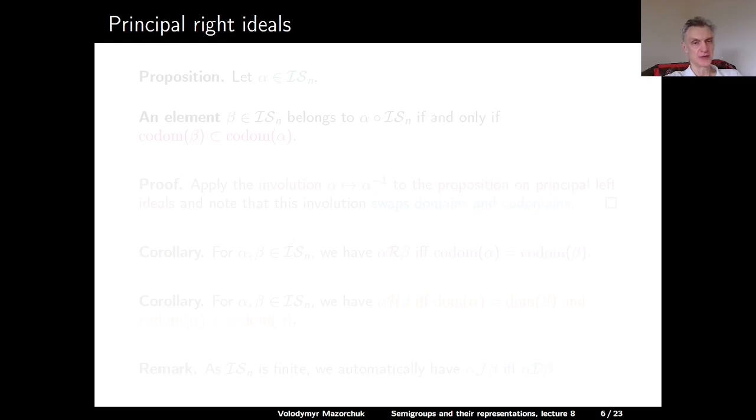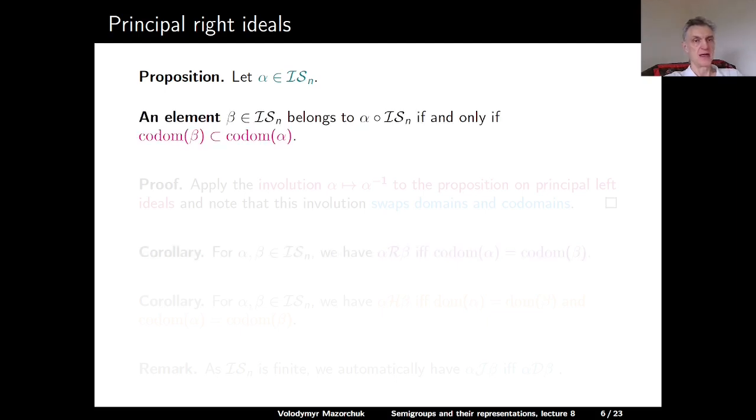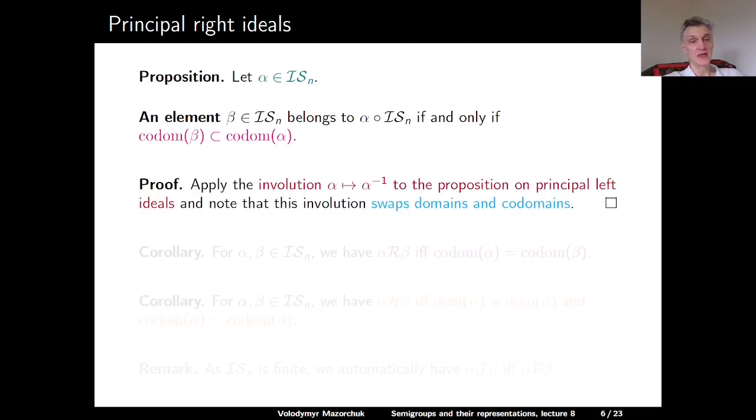Now we can discuss principal right ideals. Proposition: let alpha be an element of ISN. An element beta of ISN belongs to alpha after ISN, so the principal right ideal generated by alpha, if and only if the codomain of beta is a subset of the codomain of alpha. Proof: we can apply our involution, which sends alpha to alpha inverse, to the proposition on the principal left ideal, and note that this involution swaps domains and codomains, and so for principal right ideals we get exactly the same thing, with domain changed to the codomain.